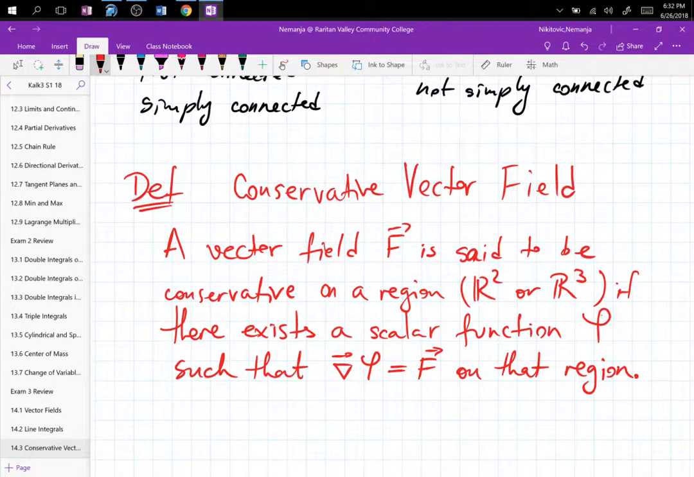So what is the test for conservative vector fields? Now this is important.